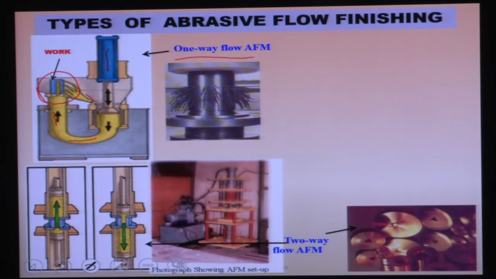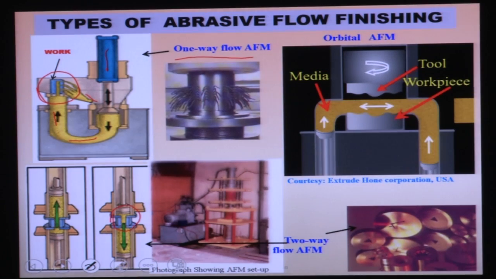So this is the two-way AFM process, that is, a through hole is there in this workpiece. By the two-way AFM process it can be polished, and this is the orbital polishing process. Here you can see this is the workpiece surface, the top of the workpiece surface, where a complex shape is there. So this complex shape can be polished by this kind of orbital polishing process.